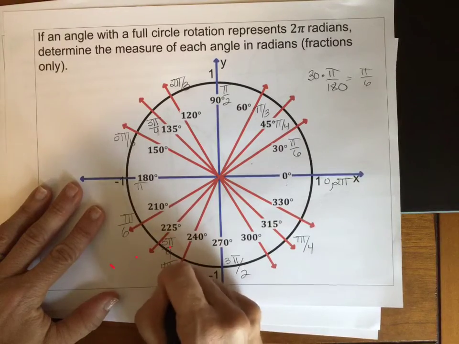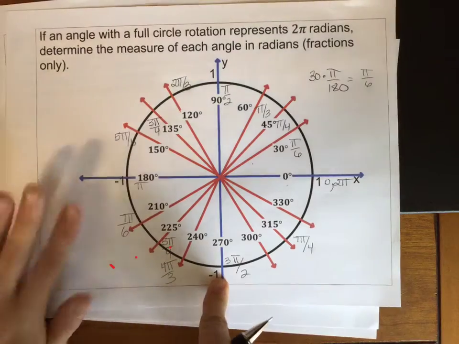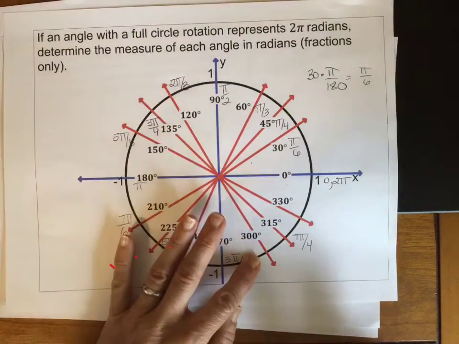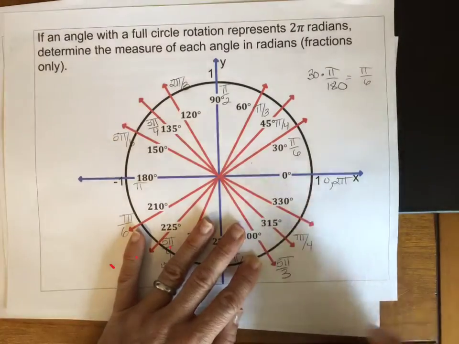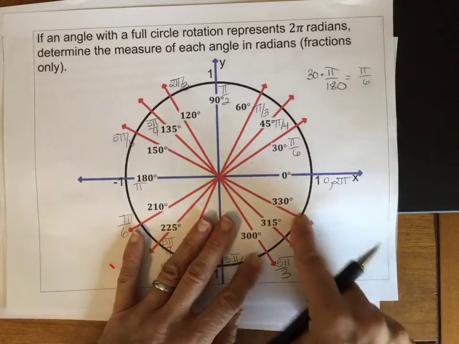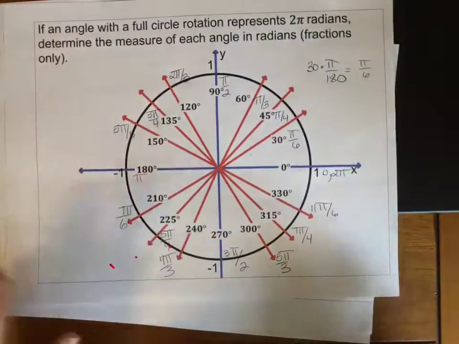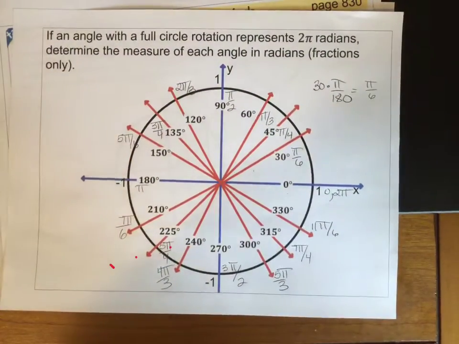4 pi over 3. We already have a value here at 9 pi over 6. This is 10 pi over 6. 10 pi over 6 is going to be 5 pi over 3. And last but not least, we have 11 pi over 6, which does not reduce. So that's how I fill it in without memorization.